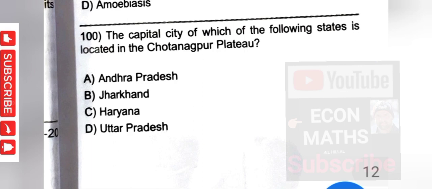Next question is the capital city of which of the following states is located in Chota Nagpur Plateau? The options are Andhra Pradesh, Jharkhand, Haryana and Uttar Pradesh. The correct option to this question is Jharkhand.